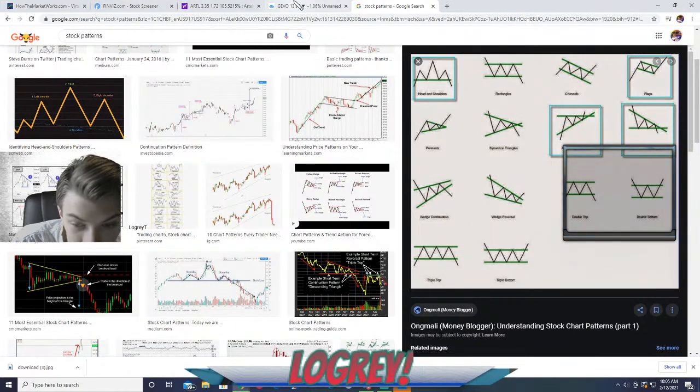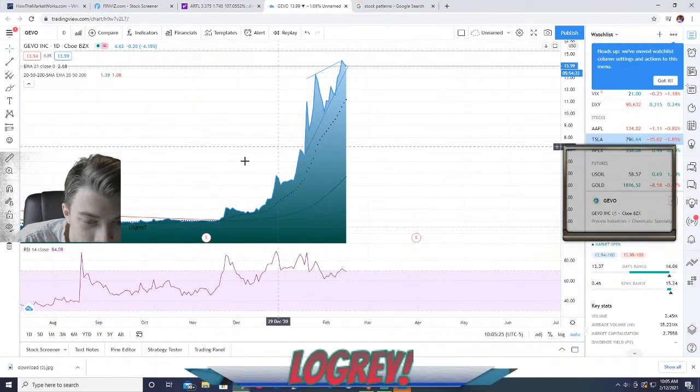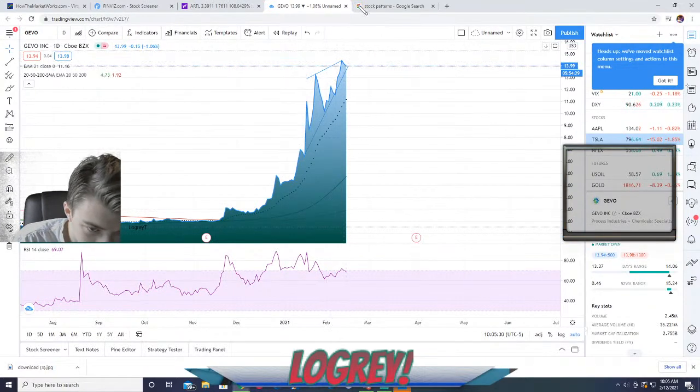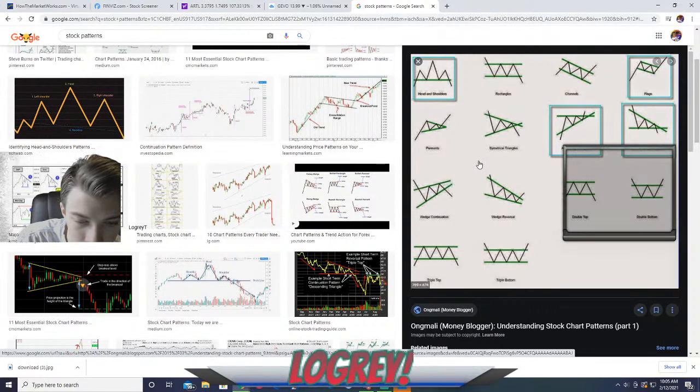So let's go ahead and check out Givo, and as you can see, it's making a bit of an ascending triangle here. As you can see, this is going down, this is going up. And so that usually means that it's gonna continue to go up. But now, if this continues to look more like this, like say it starts coming down, and it goes like this, it's probably gonna go down. But you never really know.